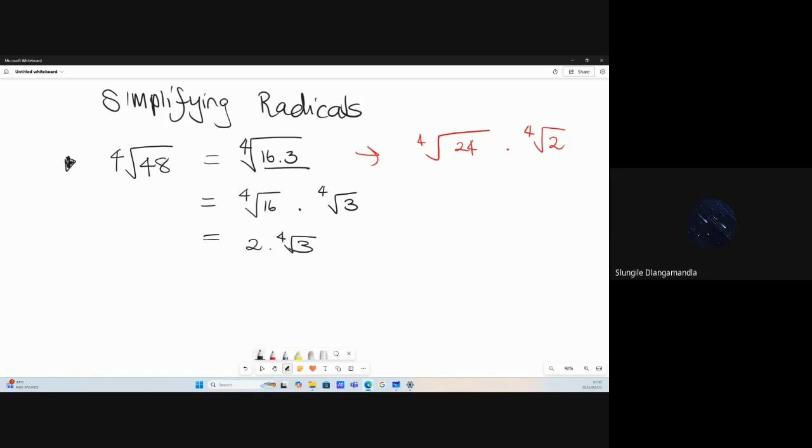Sorry, if I leave the final answer to be 2 times 3 to the power 1/4, will that be okay? That's 100% fine. It's just good maths manners to leave it in this format. All right, but they will definitely give you your marks.